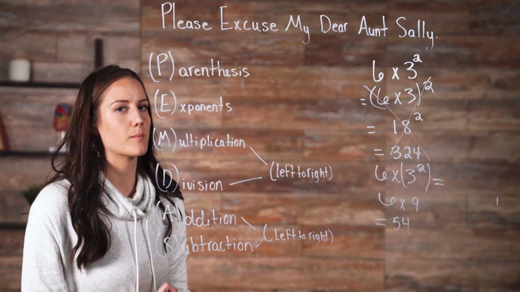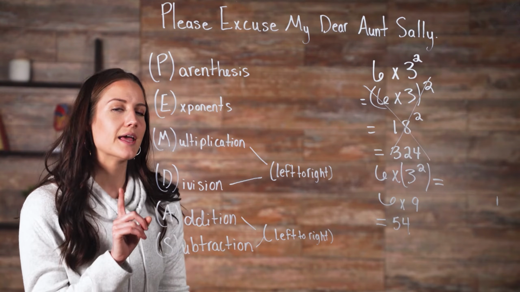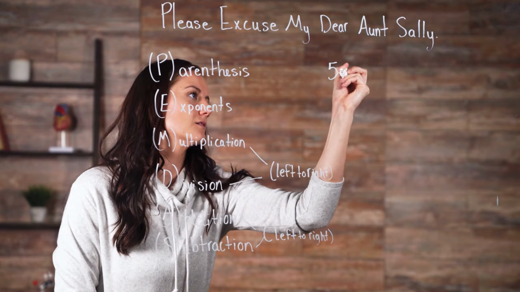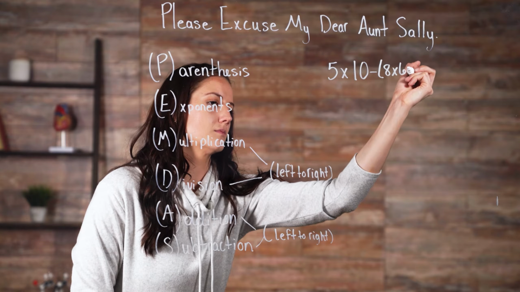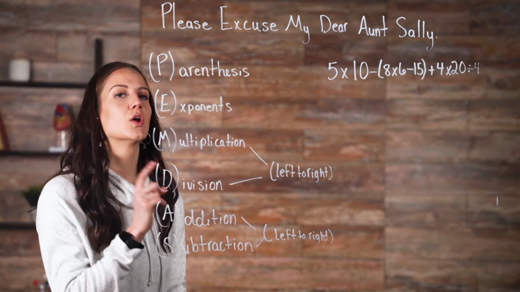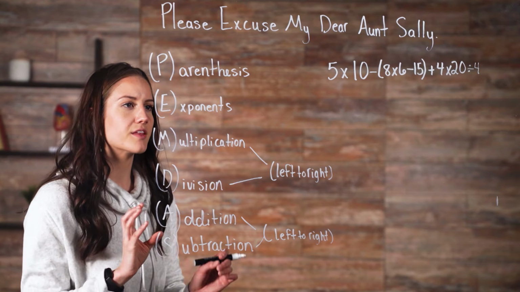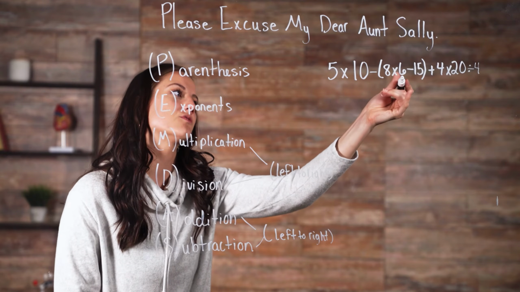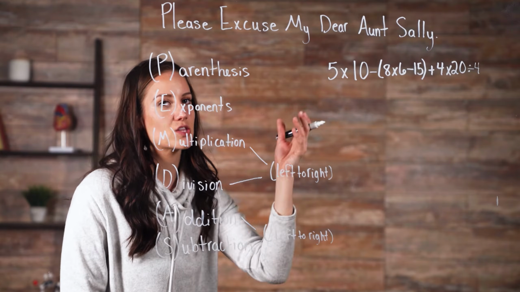Let's try out one more problem. This one is a little bit more challenging, but it perfectly illustrates the order of operations. Remember the order. What do we do first? The number inside the parentheses. So 8 times 6 is equal to 48. Then we subtract 15, and that gives us 33.